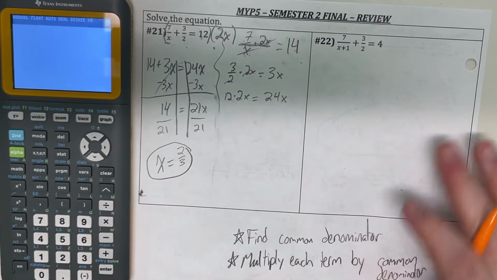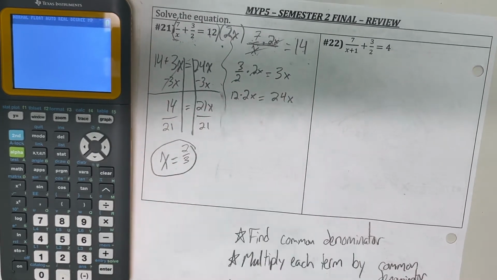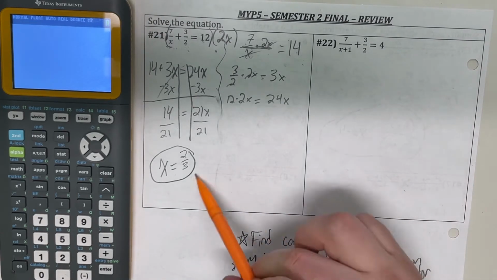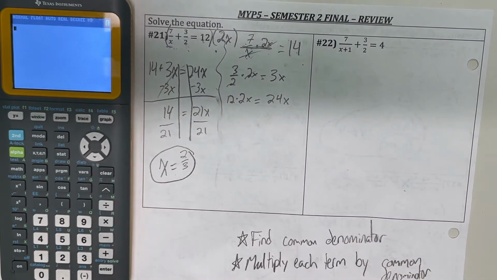So again, make sure you circle your answer. That way you remember, on that final and the SATs and stuff like that, it's going to have that multiple choice question. So circle your answer. The way to check it is as follows.